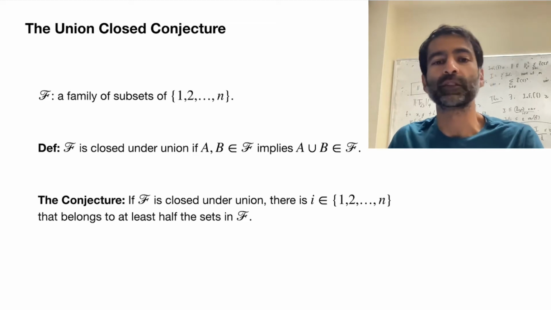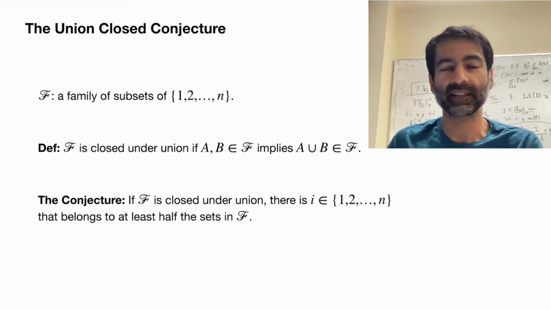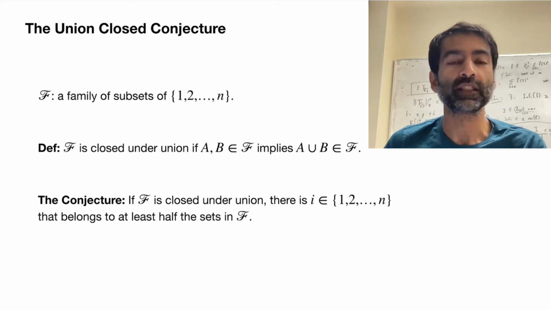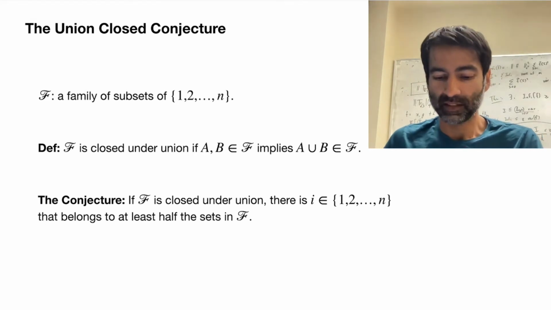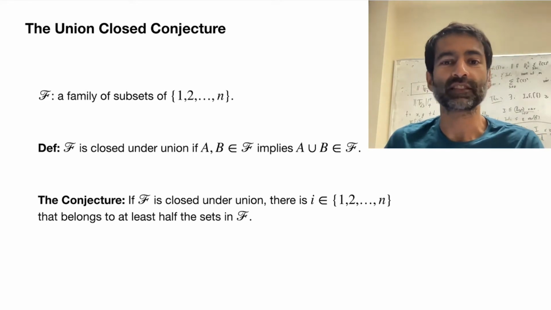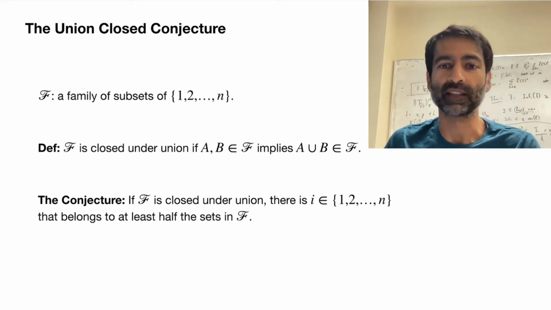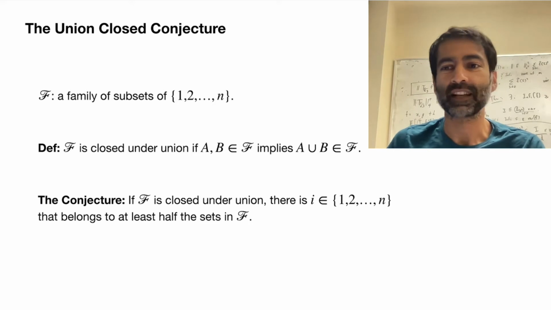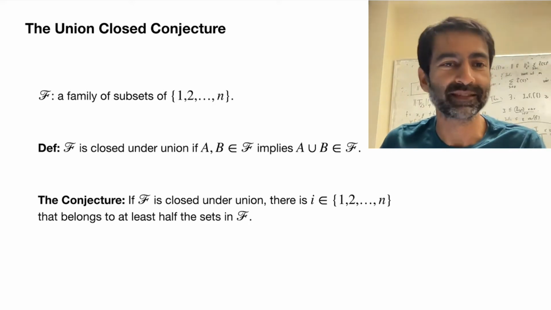In this video, I'm going to talk about one of the most basic and one of the most frustrating open questions in mathematics. It's called the Union-Closed Conjecture. I think of this conjecture as kind of like a taunt from God. I imagine God sitting somewhere and saying they haven't even figured out the Union-Closed Conjecture. How can they hope to figure out world peace?